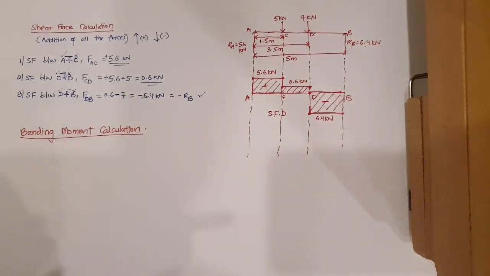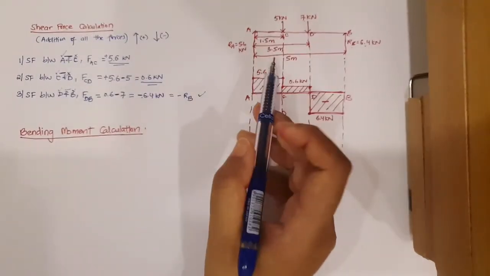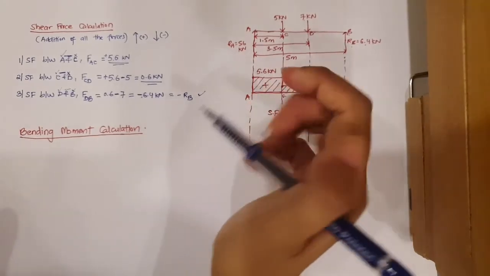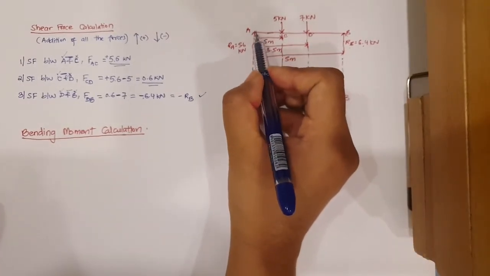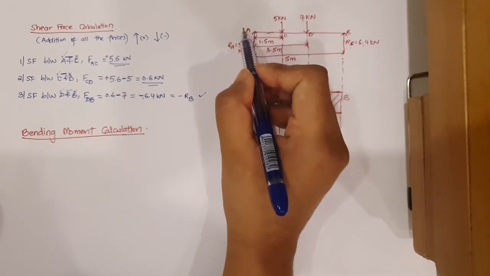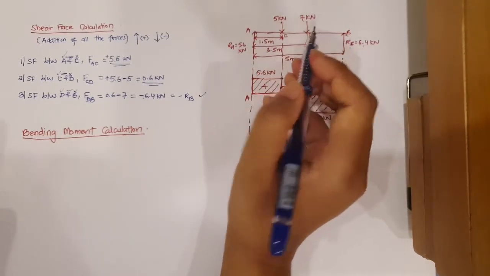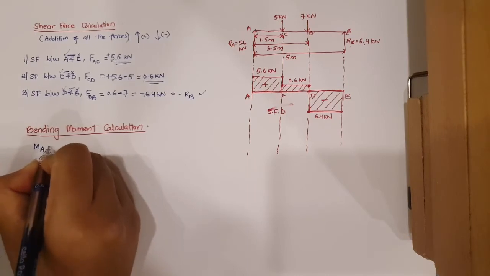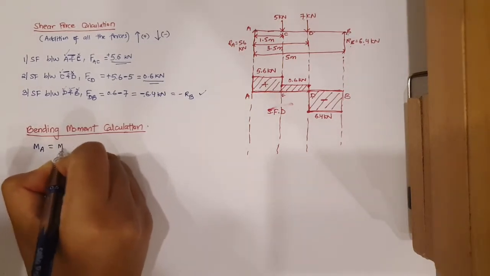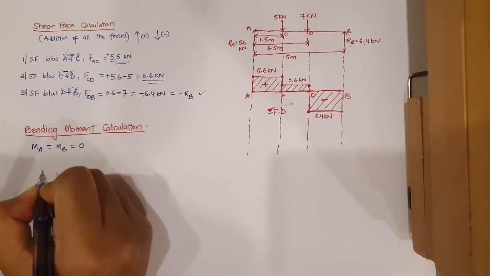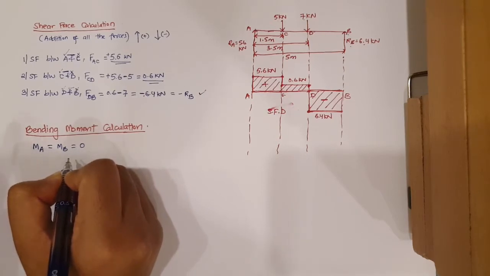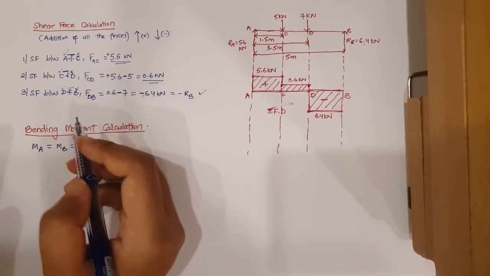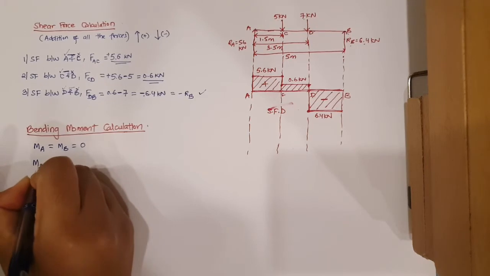Okay, now for bending moment, for a simply supported beam, where are the supports? At A and B. So for a simply supported beam, at A and B the moment will be equal to 0. So moment at A equals moment at B equals 0. This case is only for simply supported beams. Now we have to find the moment at C.